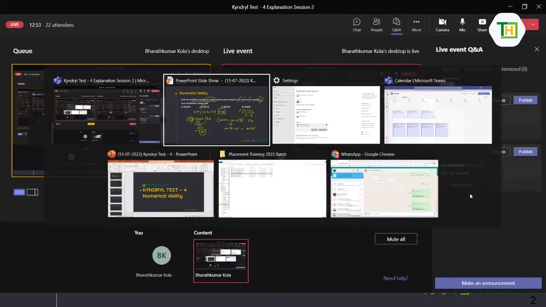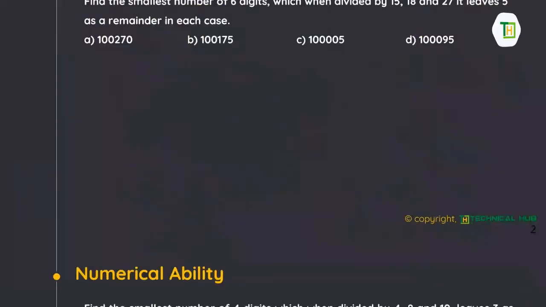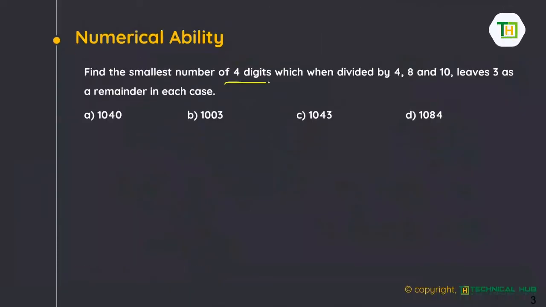Next question. See here. Find the smallest number of 4 digits which, when divided by 4, 8 and 10, leaves 3 as remainder. Guys, this problem is similar to the previous one, but in the previous problem it was a 6-digit number, now it is a 4-digit number. First, you take the smallest 4-digit number, which is 1000. Now you have to divide this 1000 by the LCM of all these numbers. If any number is divisible by 4, 8 and 10, it must be divisible by the LCM of those numbers. What is the LCM of 4, 8 and 10?